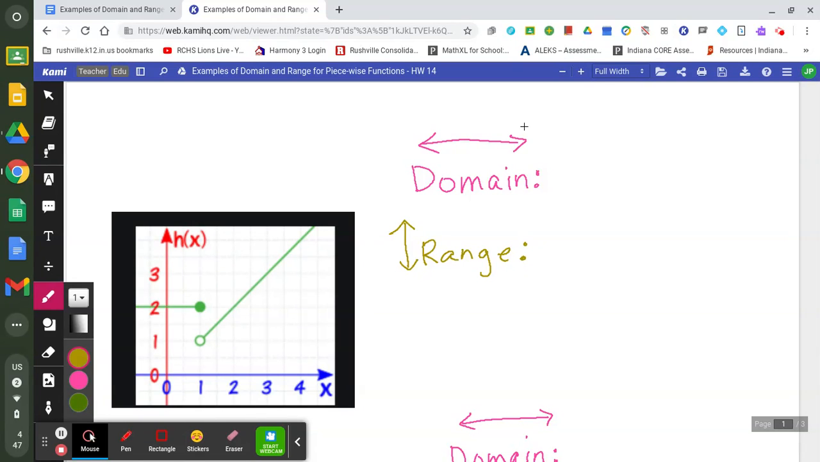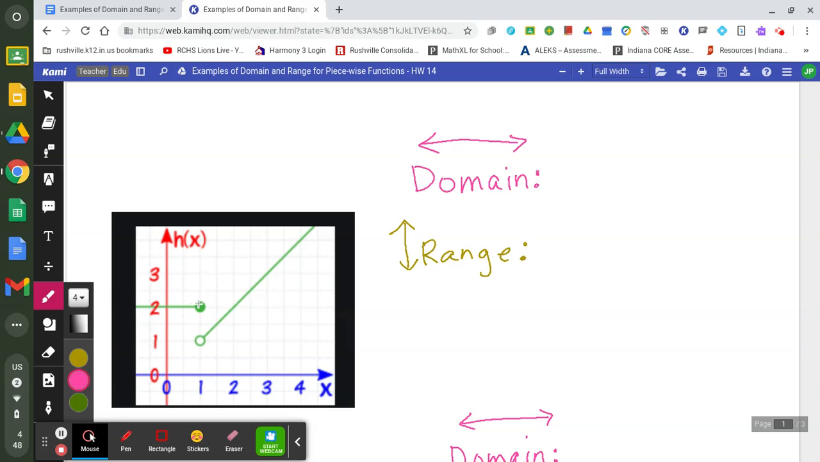So these are some examples from homework 14 on just figuring out the domain and the range. This is just a piecewise function that's graphed, and we are going to try to figure out the domain and range. So the domain is left to right. I am trying to find all the numbers that go left to right that could possibly fall on this line and this line.